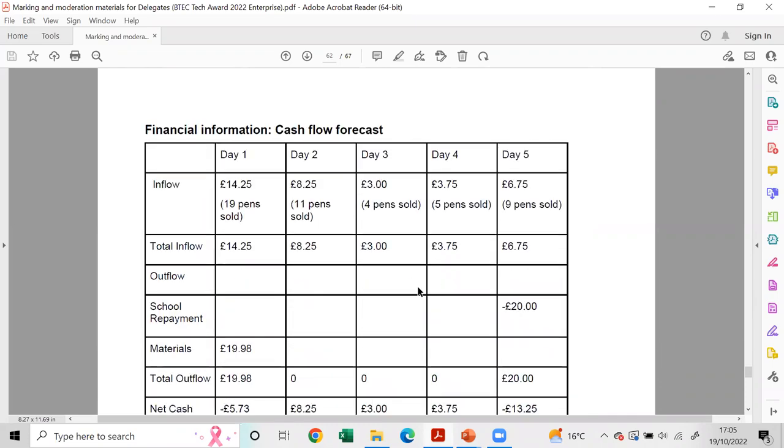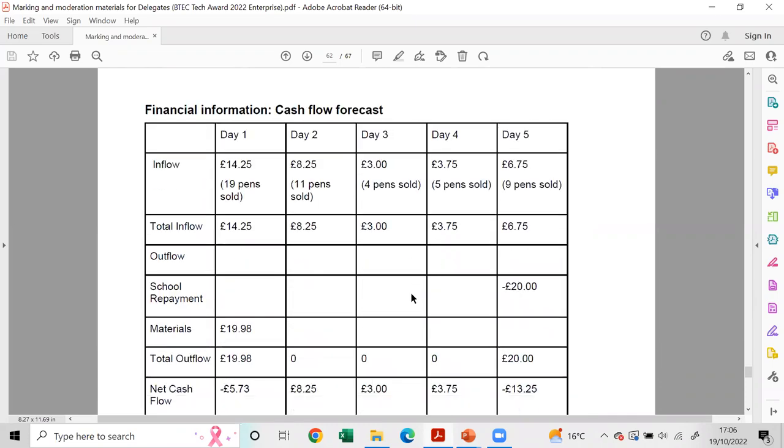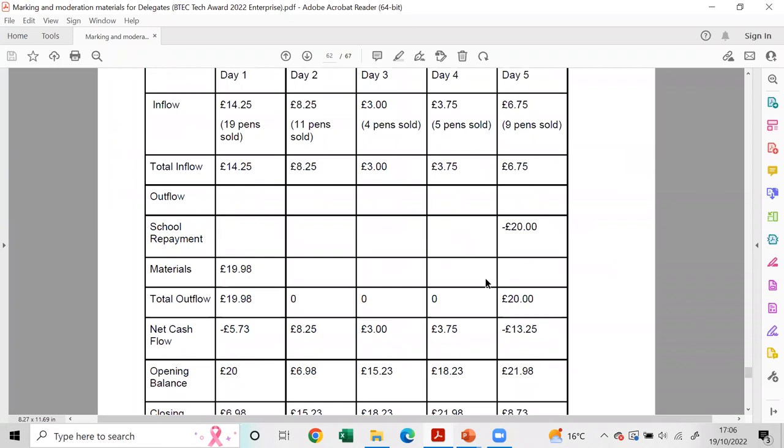And then they've done a cash flow forecast, but a 12-month cash flow forecast is required. Now, this kind of fits in more with the Peter Jones competition that is run by them. This kind of fits in more with that.